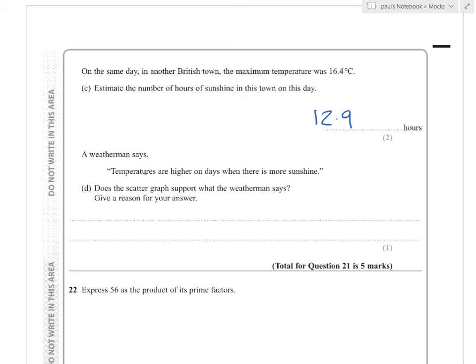12.9. Right. Temperatures are higher on days when there's more sunshine. Does the scatter graph support this? Yes. Yes, it's positive.